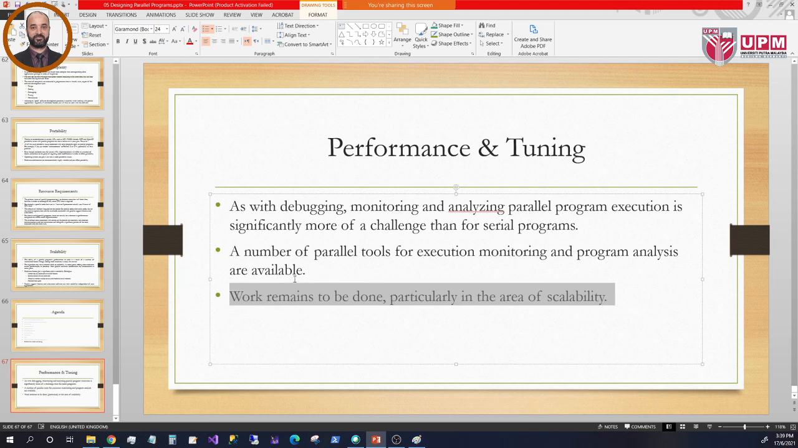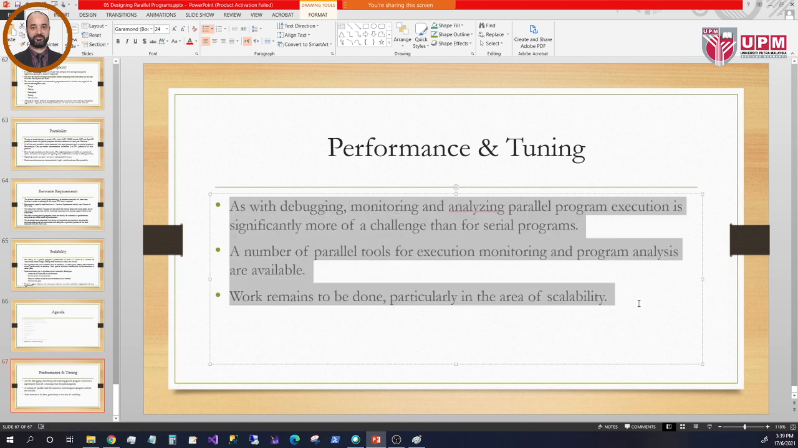Okay, guys, that's all. To conclude this slide, whenever you try to build a parallel program, you have to think carefully, design carefully, debug, monitor, analyze your program, and try to tune it to provide better performance, and to reduce the wastage of resources as much as you can. Okay, that's all, guys, and here we finish.